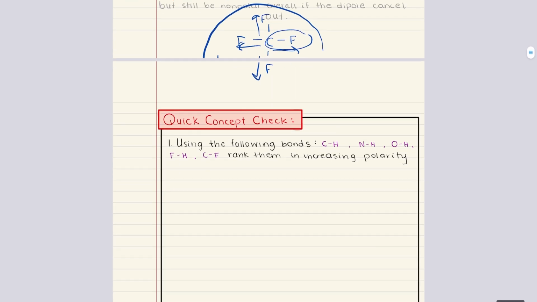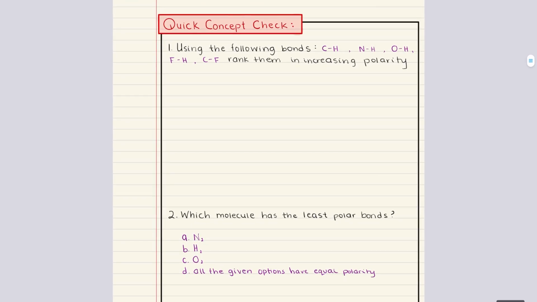From here, let's tackle 2 quick problems. This first question asks us to rank the following bonds in increasing polarity. We have a carbon-hydrogen bond, a nitrogen-hydrogen bond, an oxygen-hydrogen bond, a fluorine-hydrogen bond, and a carbon-fluorine bond.